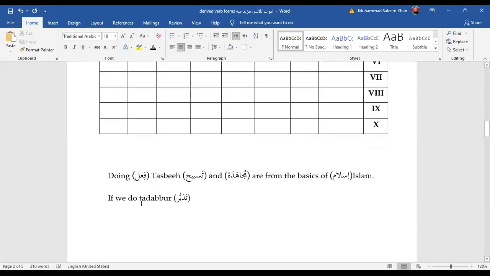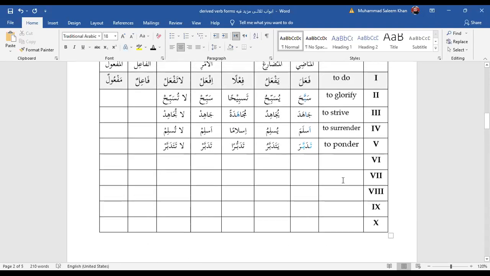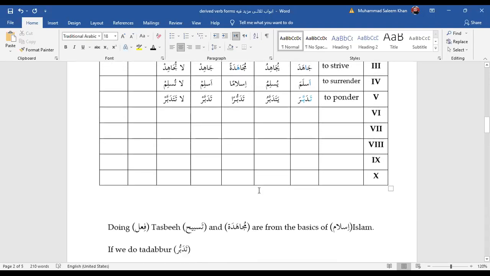All right, so doing, which is our sentence that we are using, doing, which is failun, doing tasbih and mujahada are from the basics of Islam. So you can see here, we have covered here fail, tasbih, mujahada, and Islam. So we have covered the first 4 forms only in this sentence.